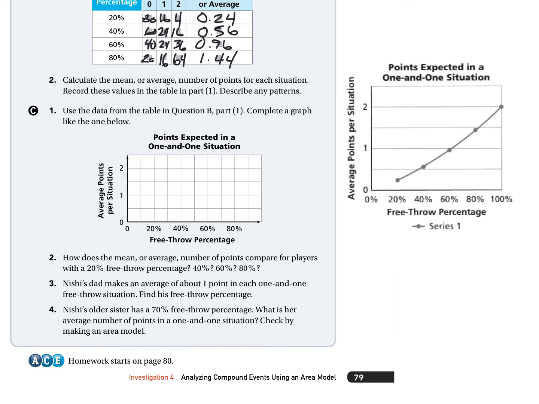And number 4, Nishi's older sister has a 70% free throw percentage. What is her average number of points in a 1-and-1 situation? So 70 would be right about here. We could say that it's about 1.2. Okay, let's check with an area model to be sure.